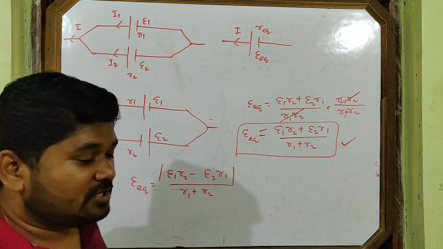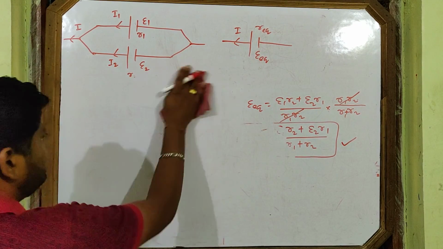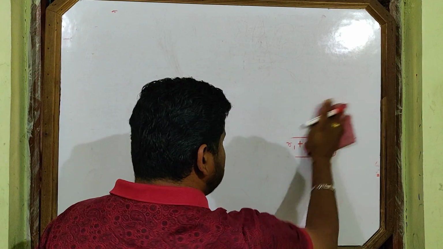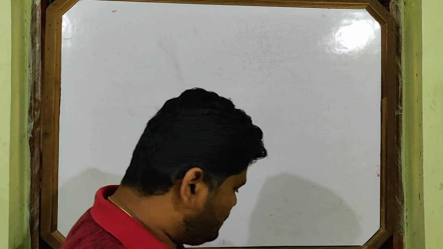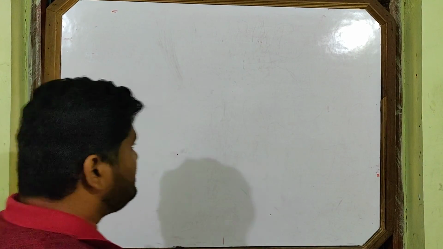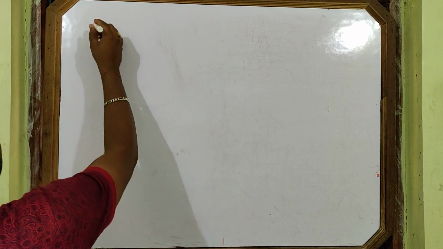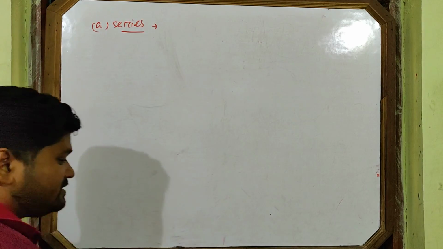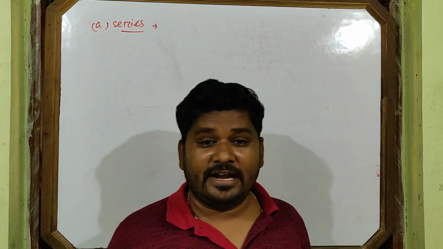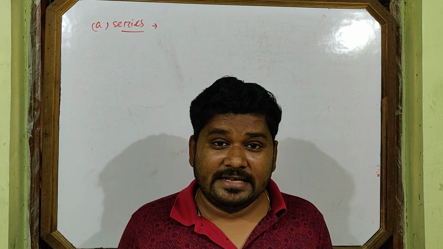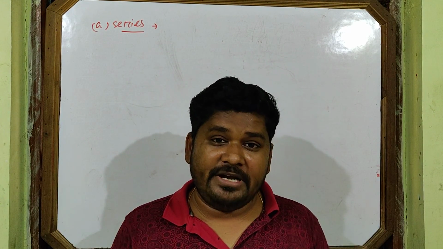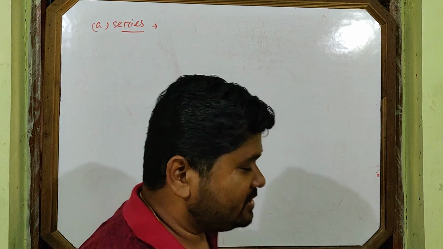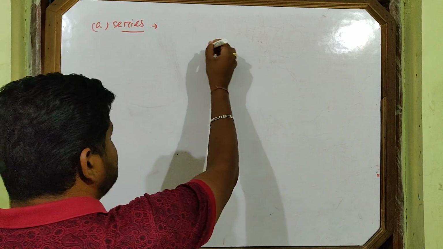This is about the parallel combination of cells, series and parallel combination of cells. But now we come to the combination of identical cells. Previously I combined cells of different EMF and different internal resistance, but now I will combine cells of the same EMF and same internal resistance to an external resistor. Let's discuss the use of it.